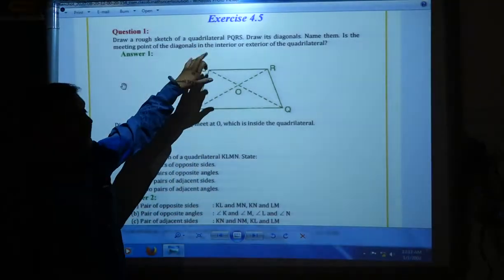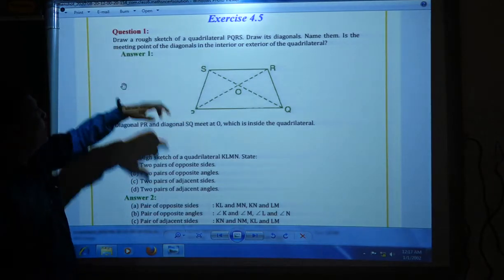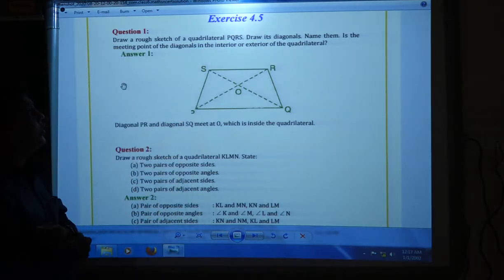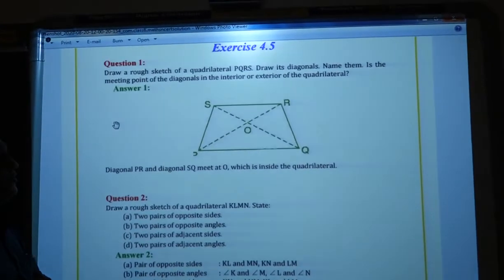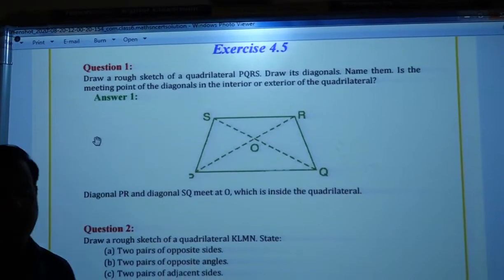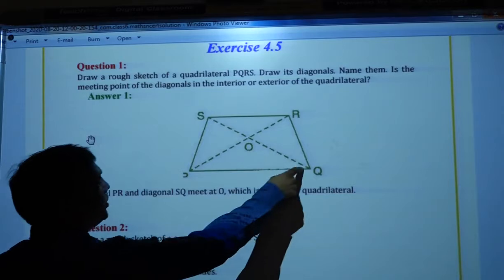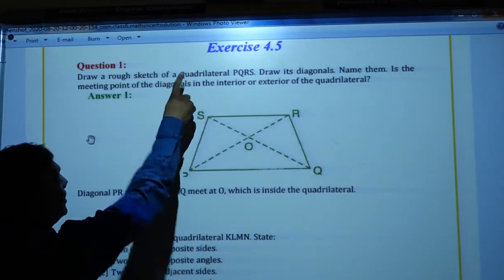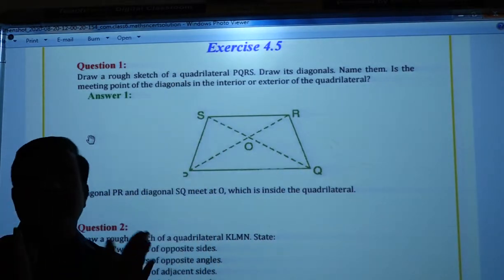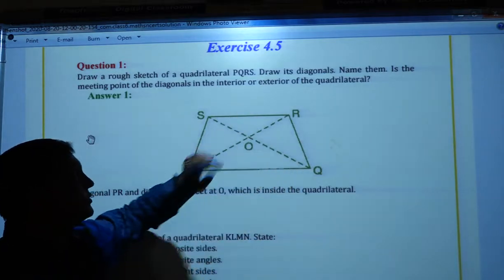Now 4.5 exercise, question number 1. Draw a rough sketch of a quadrilateral PQRS. First you have to draw a quadrilateral PQRS. This is the quadrilateral PQRS. After drawing the quadrilateral, what is it? A figure which has four sides. This figure has four sides.